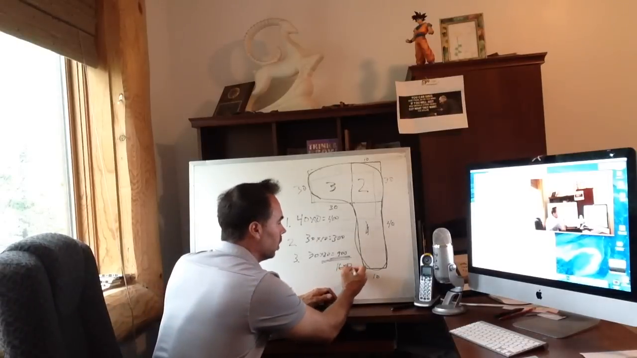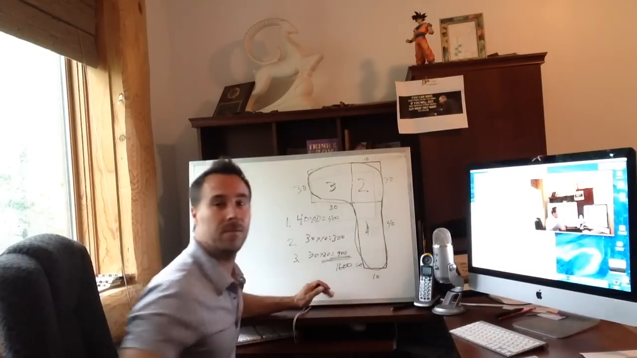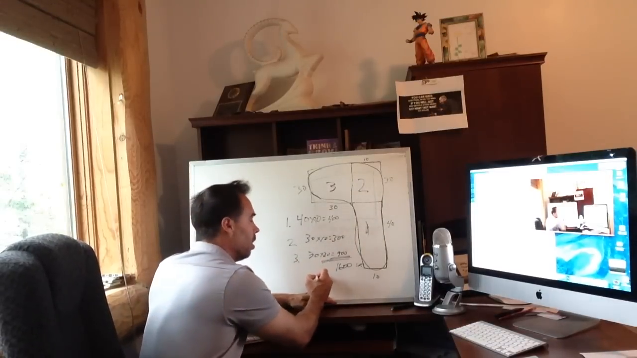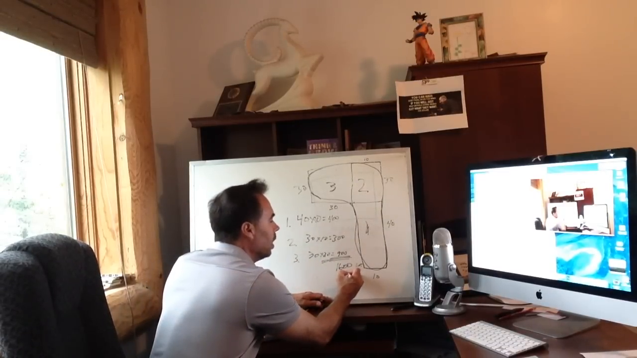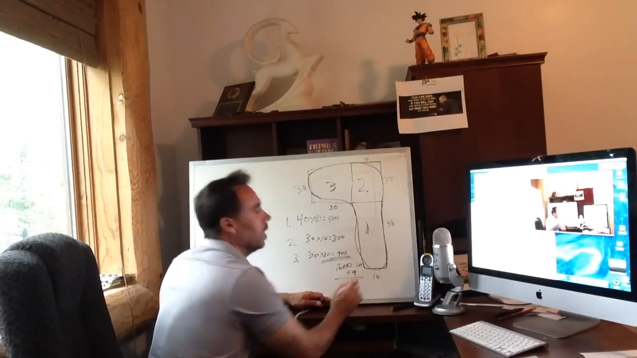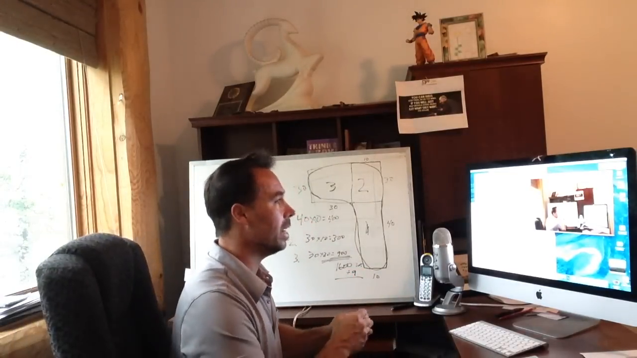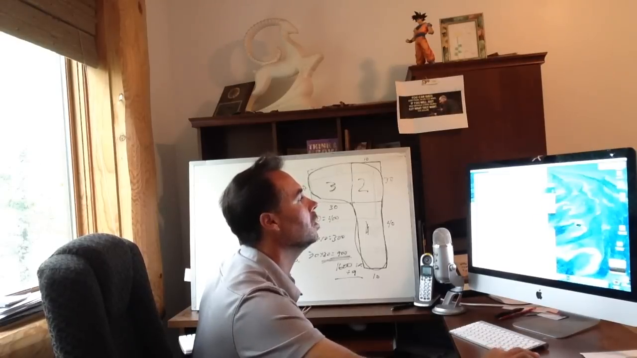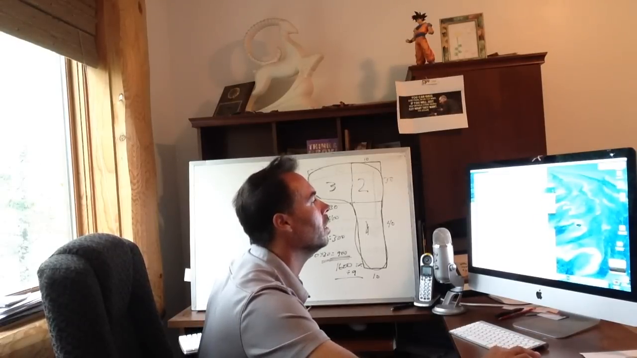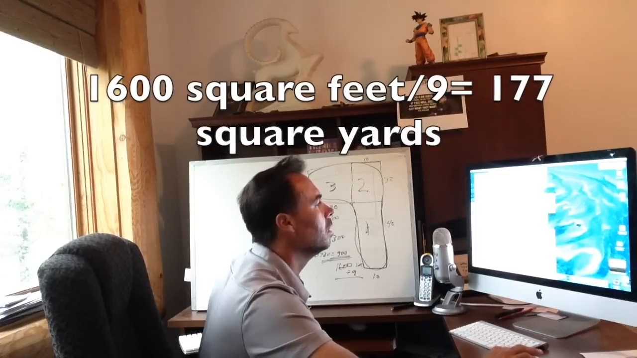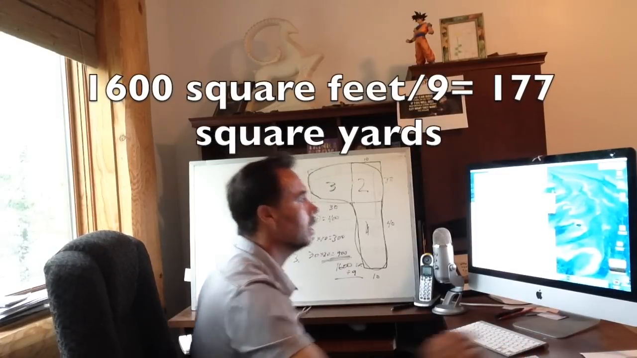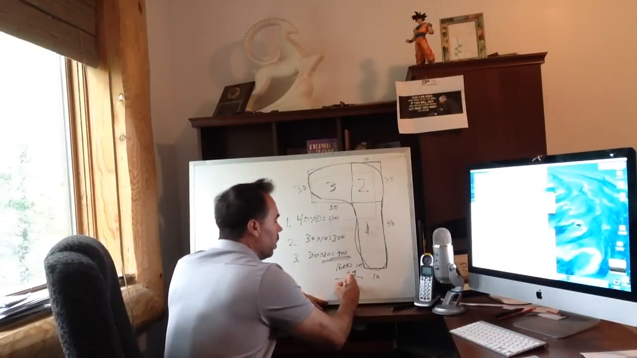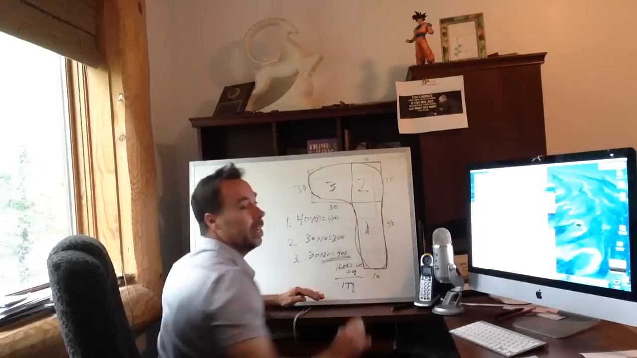Square feet don't do us a lot of good. We're going to convert that to square yards. So we simply take that number and divide by 9. And when we divide by 9, that gives us the quantity of sod in that yard. Let's just do that right now. 1,600 divided by 9 is 177 square yards of sod.